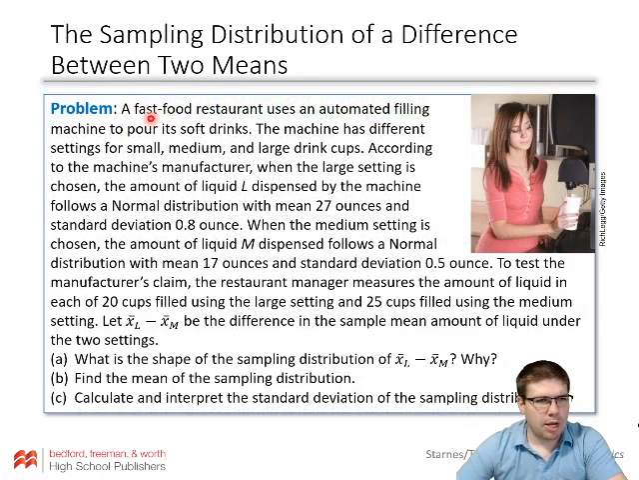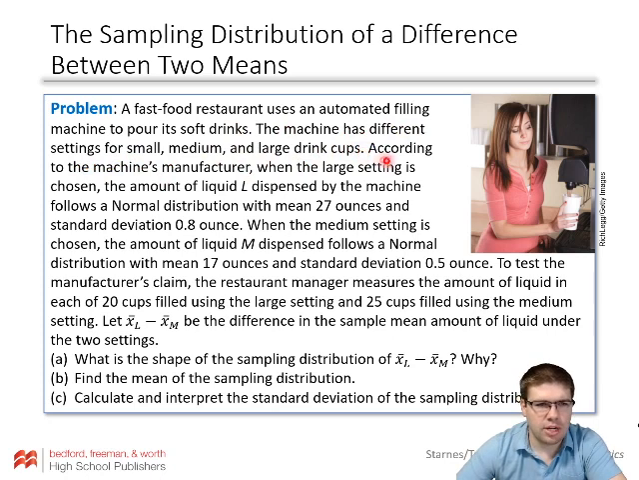All right, so example problem: a fast food restaurant uses an automated filling machine to pour its soft drinks. The machine has different settings for small, medium, and large drink cups. According to the machine's manufacturer, when the large setting is chosen, the amount of liquid L dispensed by the machine follows a normal distribution with mean 27 ounces and standard deviation 8 ounces. When the medium setting is chosen, the amount of liquid dispensed, M, follows a normal distribution with mean 17 and standard deviation 5. To test the manufacturer's claim, the restaurant manager measured the amount of liquid in each of 20 cups filled using the large setting and 25 using the medium setting.